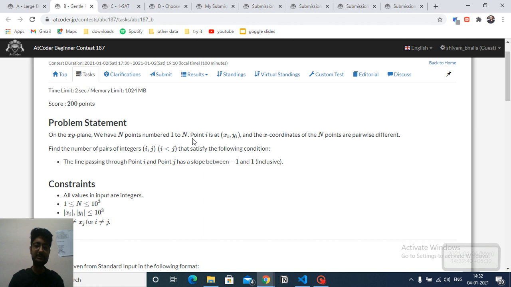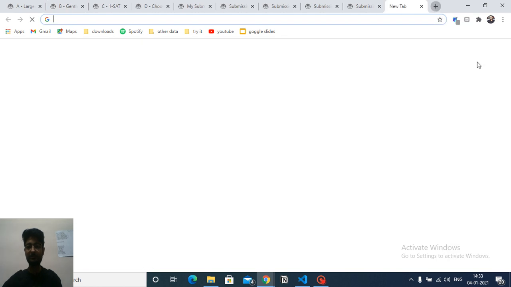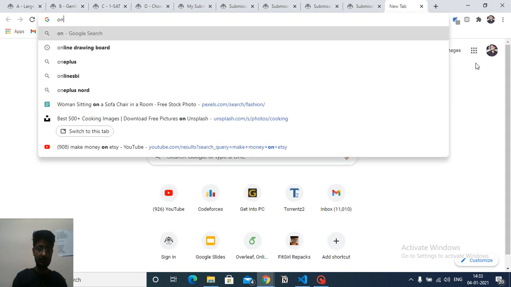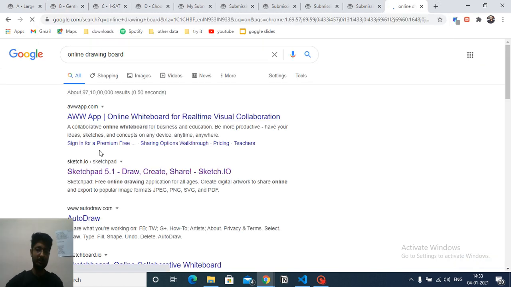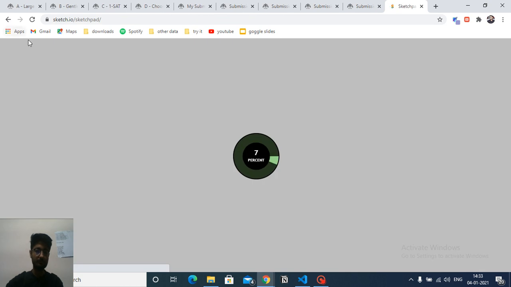The second question is also very simple. It states that you are given different coordinates in a 2D plane, as you can see, XY coordinates, and if you draw a line taking any two coordinates, then the question asks how many lines have a slope between -1 and 1. I think you understand what the question states, but I can just draw it out to make it more clear.